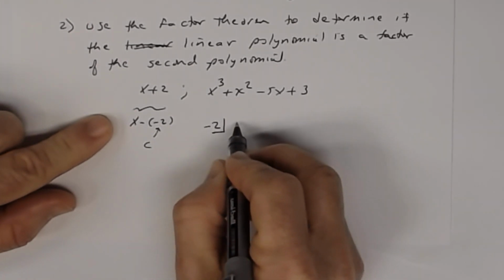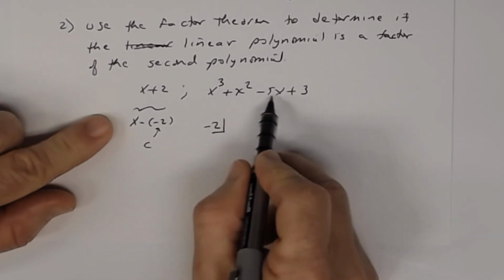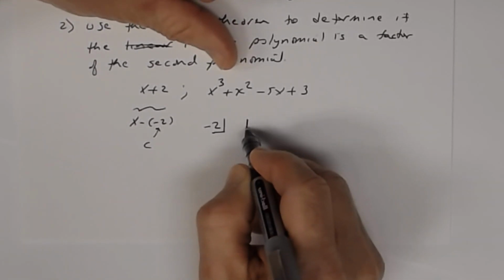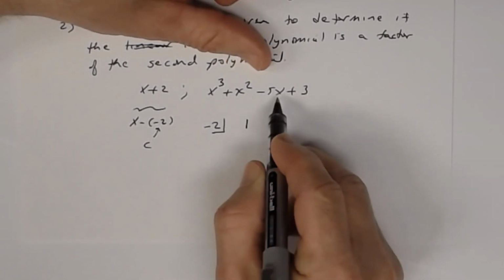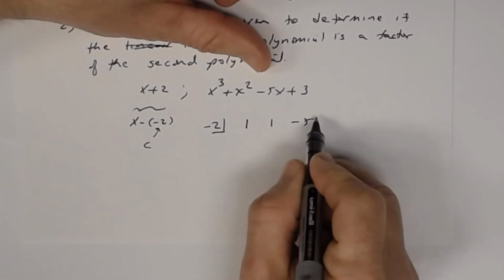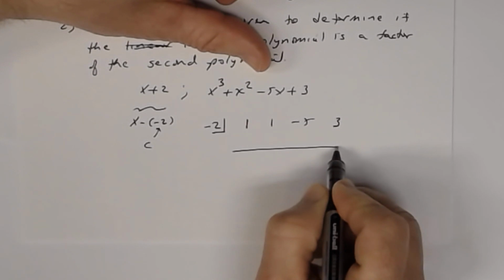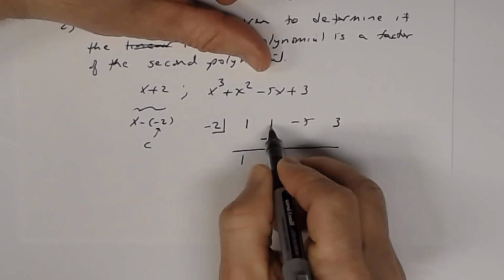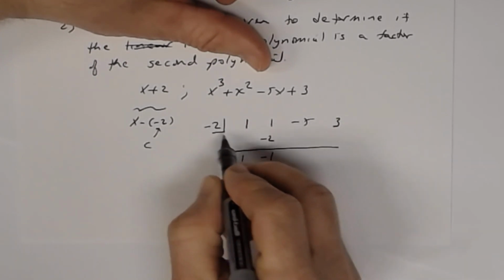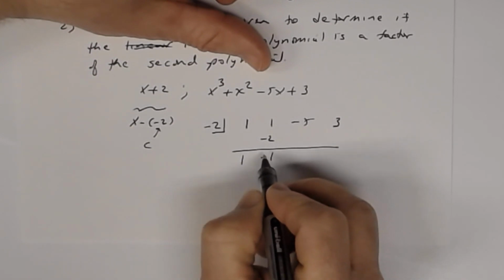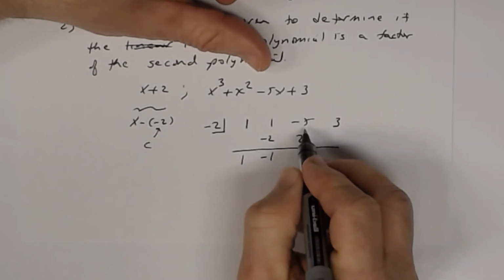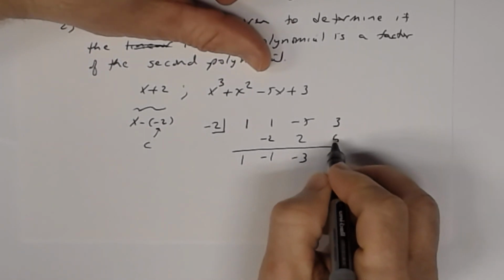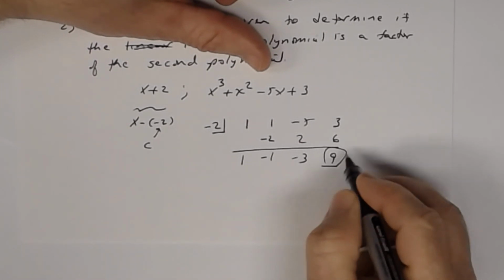So we have negative 2. And then let's see, it looks like I'm not missing any terms, and it's already in descending order. So the coefficients are: the coefficient of x cubed is 1, the coefficient of x squared is also 1, the coefficient of x is negative 5, and the constant is 3. All right, so bring down the 1. Negative 2 times 1 is negative 2. When we add, 1 and negative 2 is negative 1. Multiply, negative 2 times negative 1 is a positive 2. We add, negative 5 plus 2 is negative 3. Multiply, negative 2 times negative 3 is a positive 6. We add, we get 9. So the remainder is 9.